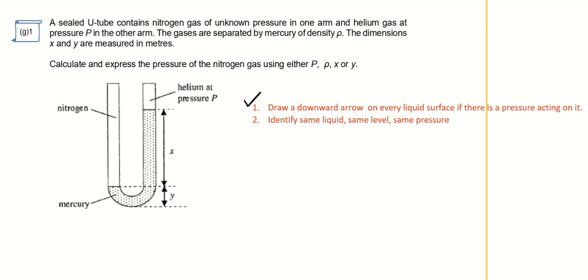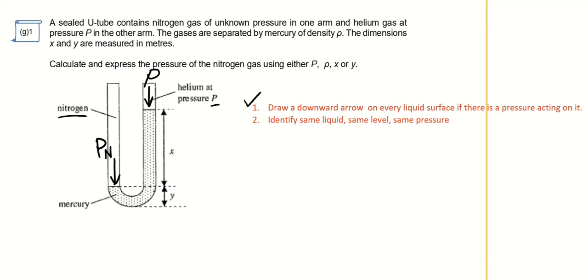Basically, draw a downward arrow on every liquid surface if there's a pressure acting on it. If on top of the liquid it is vacuum, you don't need to draw a downward arrow. In this case, I see there's nitrogen gas here, so I will draw a downward arrow and label it Pn, just your own notation to show it's the pressure due to nitrogen gas acting at that surface. Then I also see another liquid surface that has gas acting on it, which is helium, at pressure P. Since it is stated as pressure P, I'll just use P to denote this pressure.